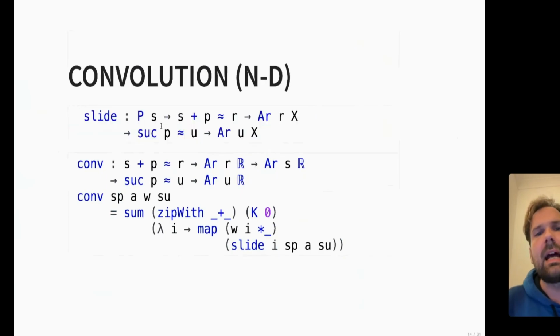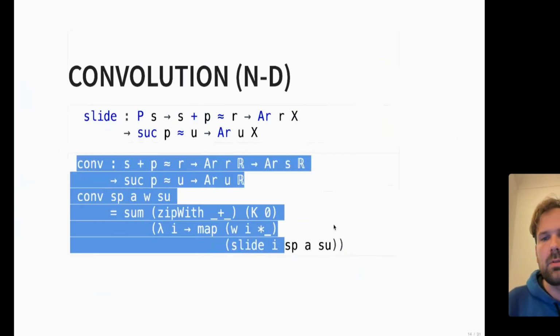You need to be able to slide over multiple dimensions. For this, you need to go from the summation of shapes. So you have to define the sum of shapes pointwise. You have to define a successor of a shape, basically adding one to each element, and then you can define an n-dimensional convolution.